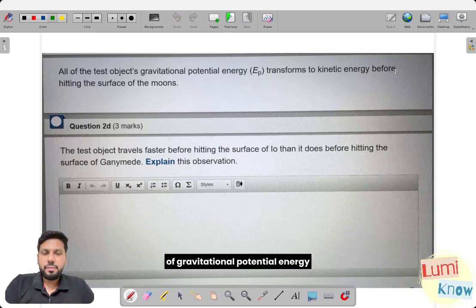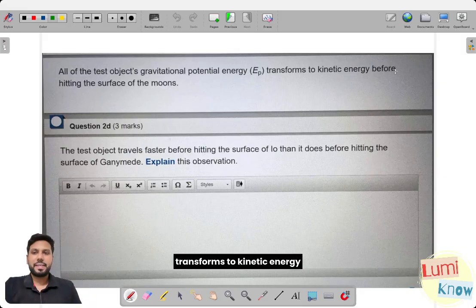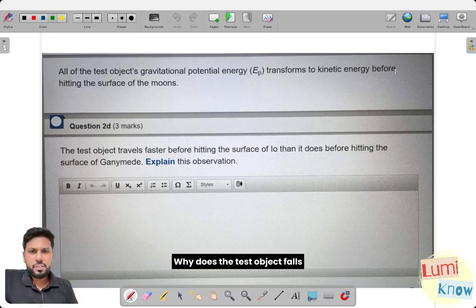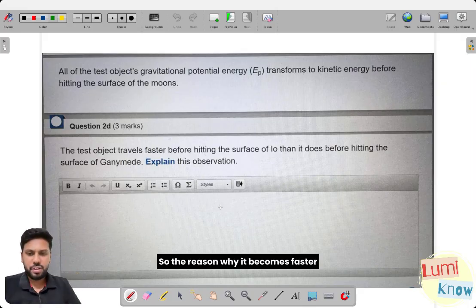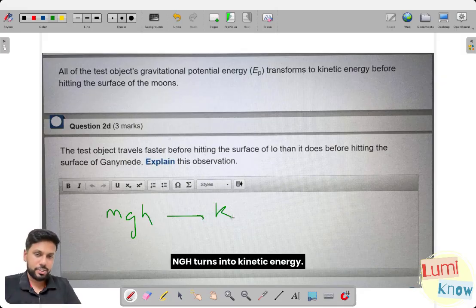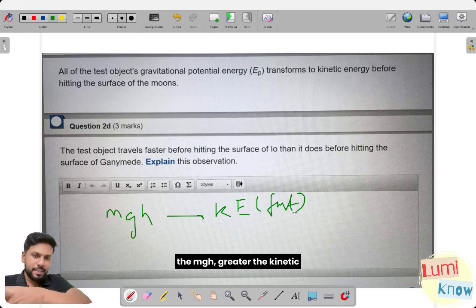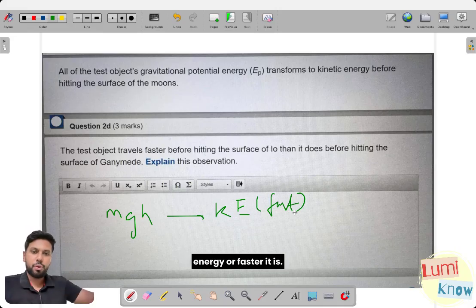All the test object's gravitational potential energy transforms to kinetic energy before hitting the surface. The test object travels faster before hitting the surface of Io than hitting the surface of Ganymede. Why does the test object fall faster while hitting Io? The reason why it becomes faster is because they clearly told us mgh turns into kinetic energy. Kinetic energy tells you how fast the object is while falling, right? So I can say that greater the mgh, greater the kinetic energy, the faster it is.